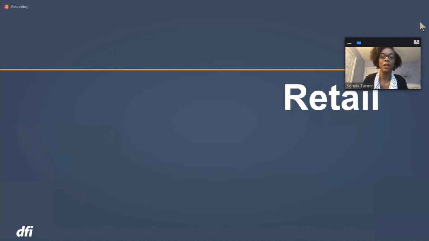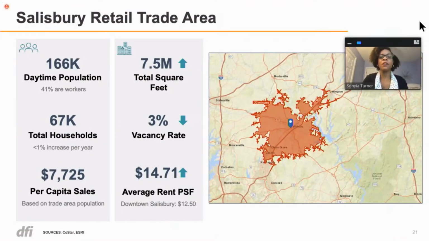Thank you. So retail. The retail trade area was defined by a 20-minute drive time from downtown Salisbury. It avoids the High Point and Concord markets. And again, we're wanting to identify the area in which we believe downtown Salisbury would attract the majority of its customers.